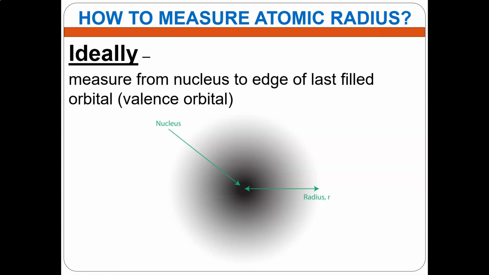The problem, though, is if you remember, the orbitals are not tangible objects, and they're also just a probability of where the electron might be. It doesn't mean that is where the electrons are. So we have a bit of a problem. We can't measure to something that's not tangible.